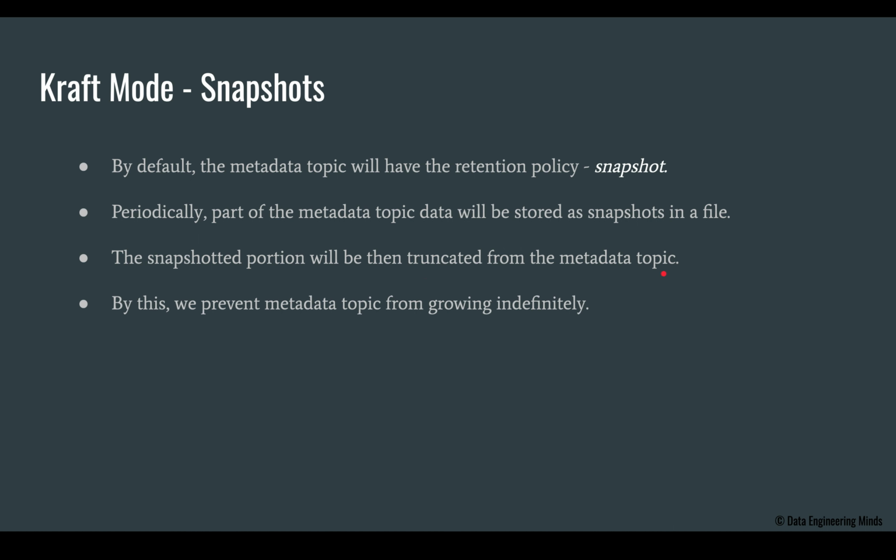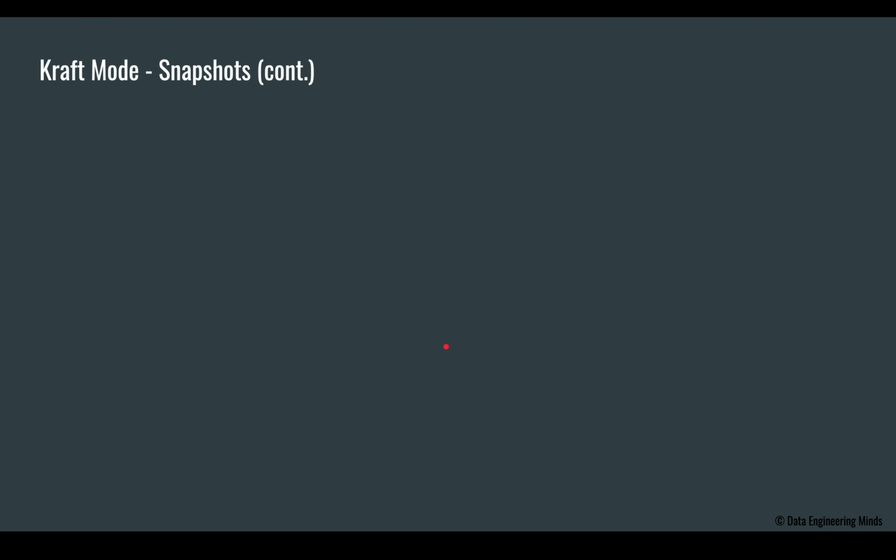We are doing this in order to prevent the metadata topic from growing indefinitely. This is because the metadata creation will continue to happen as long as we operate the Kafka cluster. Therefore, we need to stop this metadata topic from growing indefinitely. Otherwise, it will become a performance bottleneck to manage this metadata topic in the long run. So how does this concept of snapshot work?